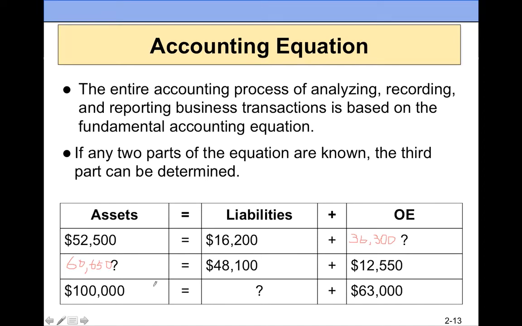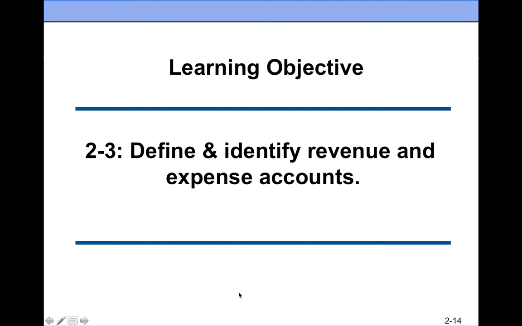And then the last example, we know the assets, we know the equity. What are the liabilities? You subtract them. 100,000 minus 63,000 will give me $37,000. And again, if I look at this business, it has much more equity than liabilities, which is a good thing.